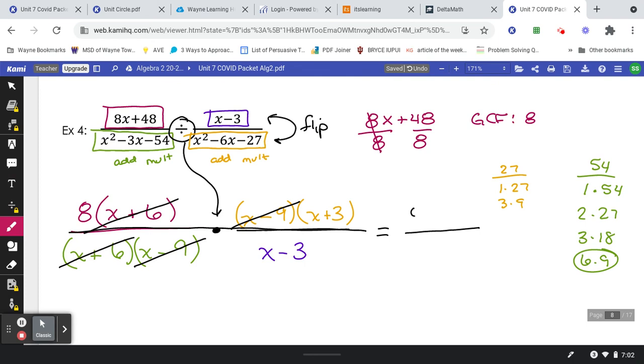Across the top, the numerator, I have the 8 from way up here. And then I've got the x plus 3. And then the only thing left at the bottom in the denominator is the x minus 3. And unfortunately, those can't cancel, which just means that that's my final answer.